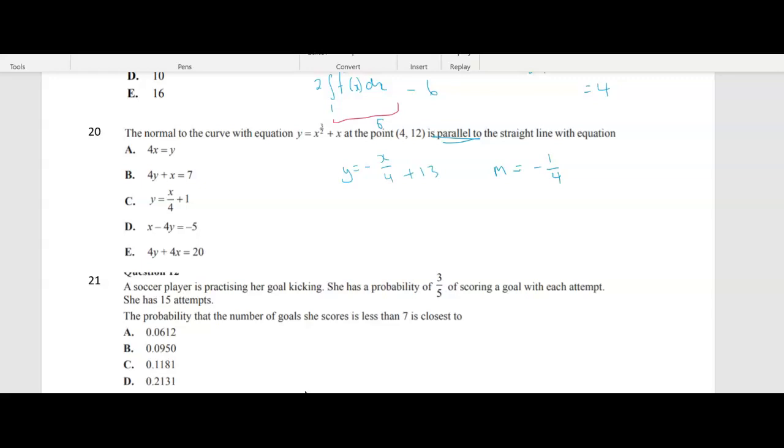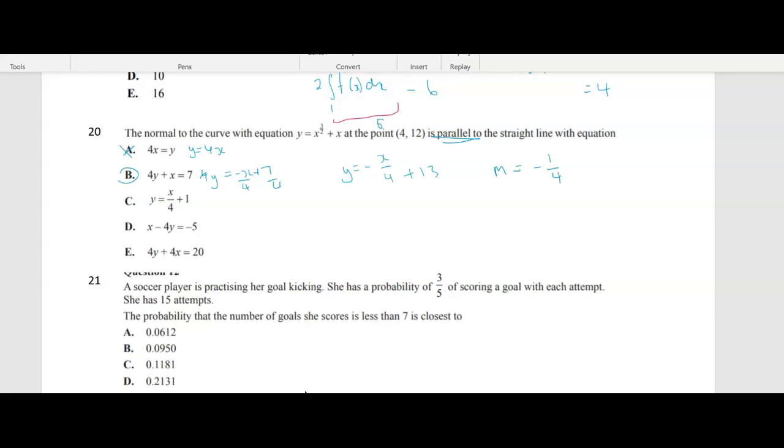It doesn't matter about the point, all we need is that gradient. So which of these equations has the same gradient? If you're thinking of the gradient as the coefficient of x, it does have to be in the form y equals mx plus c. The first one is in that form, it's just written around the other way. So y equals 4x, your gradient is 4, so it's not going to be A. For B, I'm just going to rearrange that. So we've got 4y, take that x over, so negative x plus 7, and then when I divide by 4, we're going to have the same gradient.